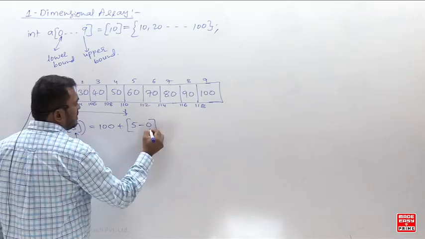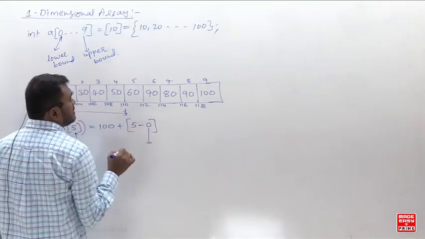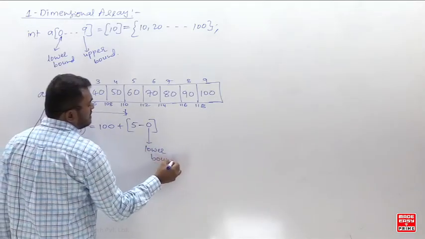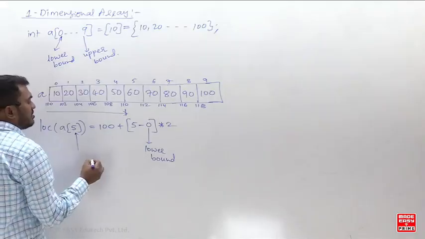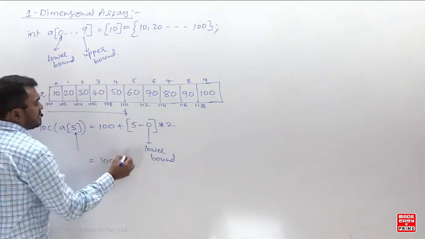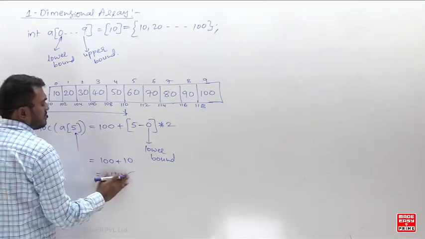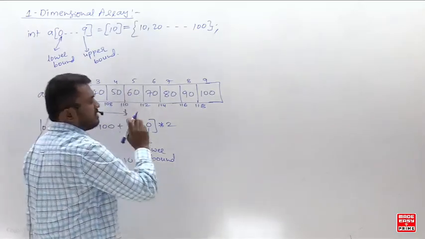So you want to go to the 5th place: 5 minus 0 elements you have to cross. And remember, what is this 0 here? 0 is the lower bound. So multiply with 2, the size of the element. So 100 plus 5 into 2, how much is that? 10, so that is 110. So this is the location of A of 5. The location of A of 5 is 110.